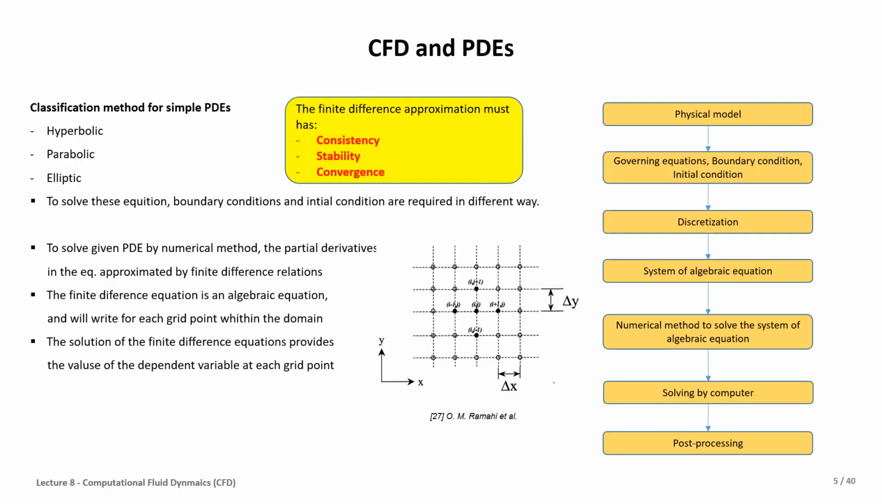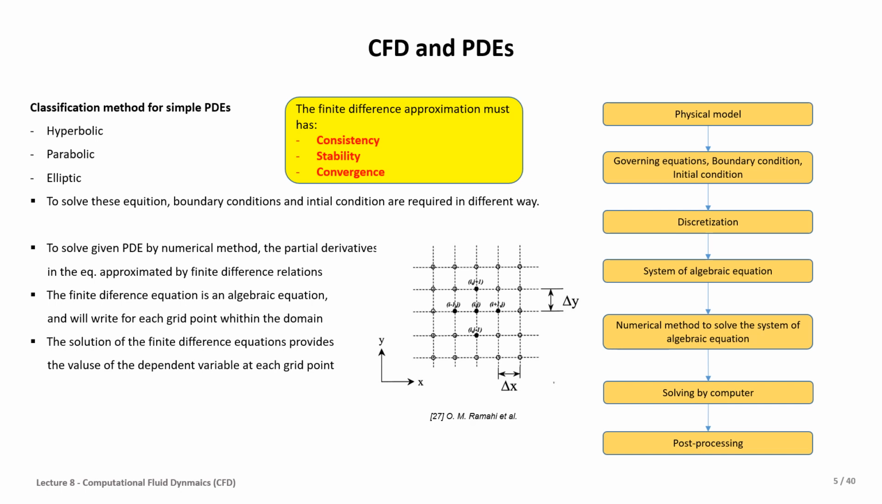After this short description of the concepts in fluid dynamics, now let's have a look at the introduction of CFD and how we use the different approaches. The first one is the finite difference method, which must have consistency, stability, and convergence. There is a classification for PDEs. We call them hyperbolic, parabolic, and elliptic. To solve these equations, the boundary condition and initial condition are required in different ways.